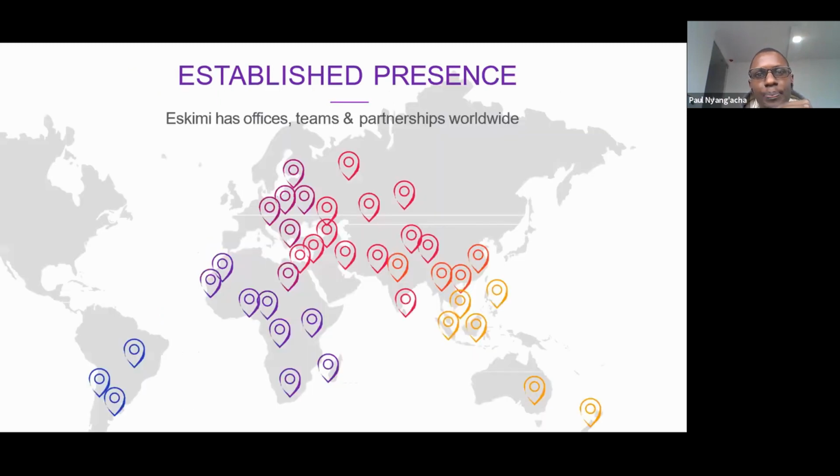Eskimi has an established presence. Eskimi has many offices, teams, and partnerships worldwide. Right now we run campaigns in more than 130 markets. So we are integrated worldwide. We are in Asia, Africa, Europe, and Australia.